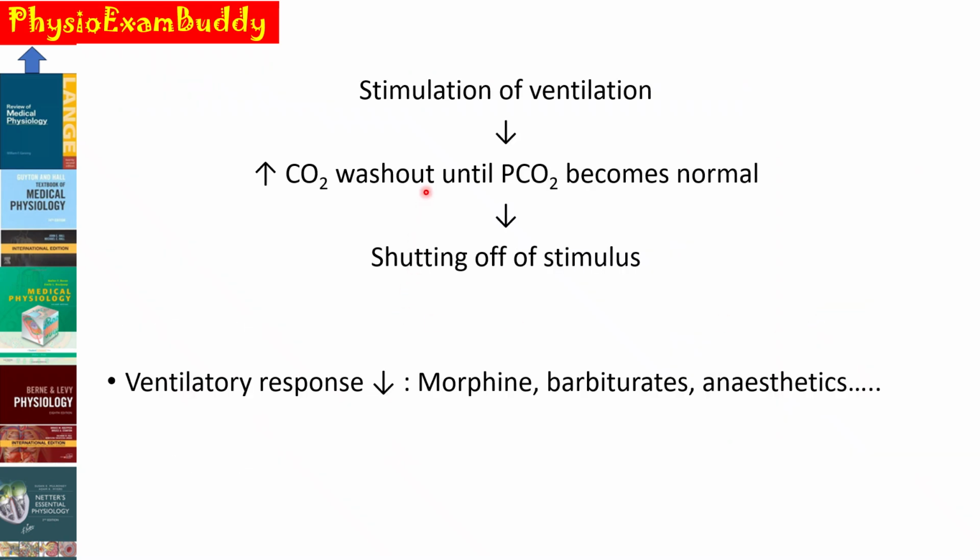And stimulation of the ventilation will increase the washout of the carbon dioxide until the arterial PCO2 becomes normal to shut off the stimulus. And this ventilatory response to these changes in the PCO2 can be reduced by drugs like morphine, barbiturates, as well as the anesthetics, etc.